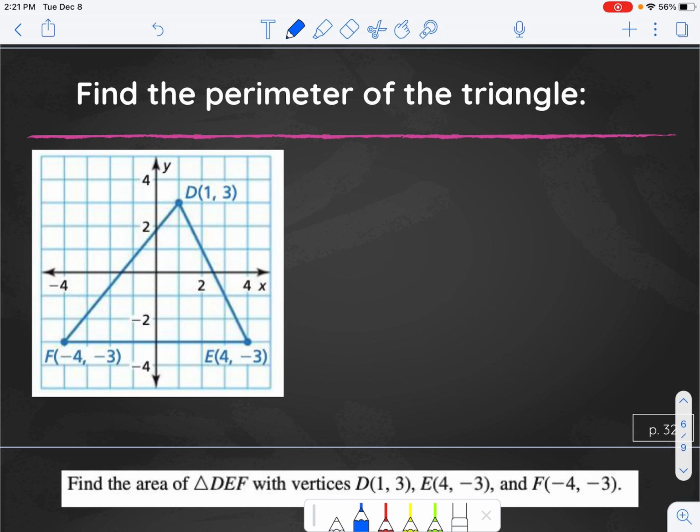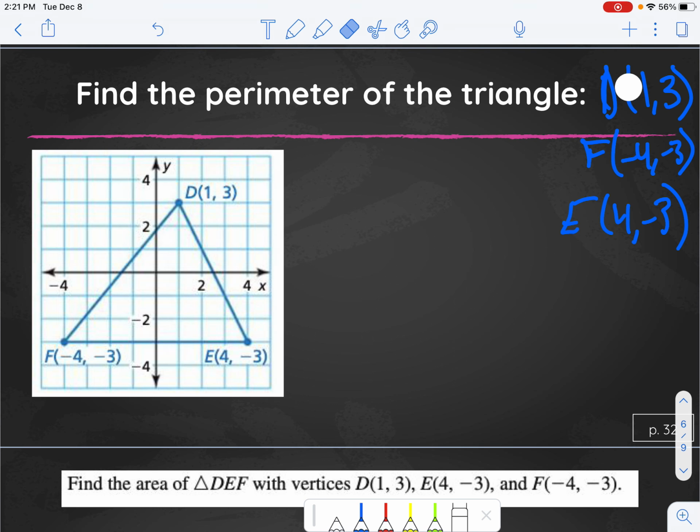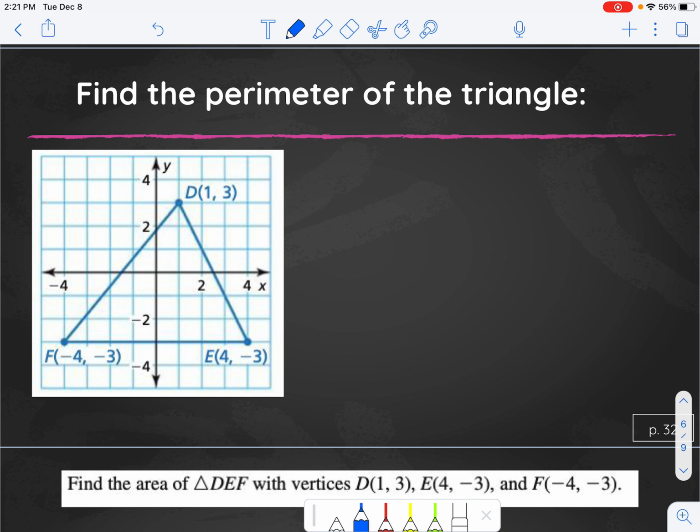So a question that you might see in your homework is something like this: find the perimeter of the triangle. They might have a picture for you, like I do here, of a triangle with the points, or they might just list the points. They might say you have point D, which is (1, 3), point F, (-4, -3), point E, (4, -3). They might just give you the points, and you might have to draw this picture. It is possible to find the perimeter and area without drawing the picture, but I think it's extremely difficult to do that. So, for this one, find the perimeter of the triangle.